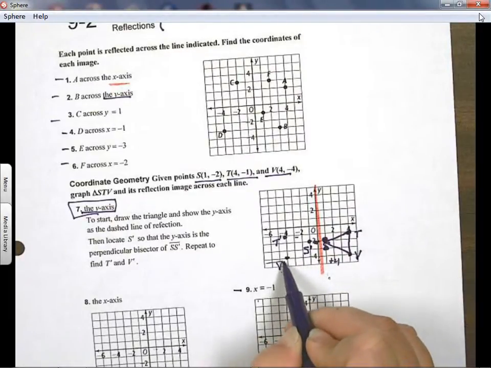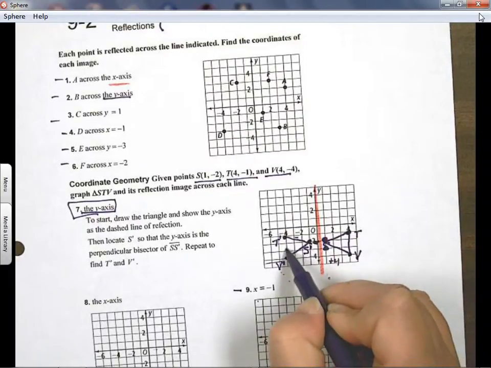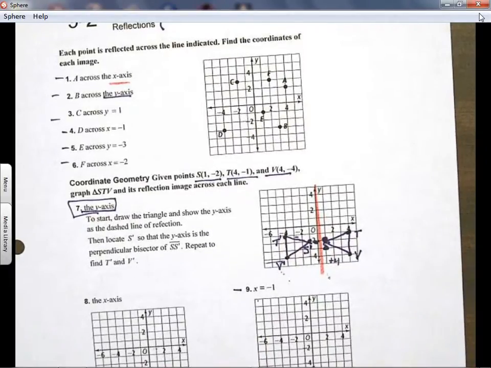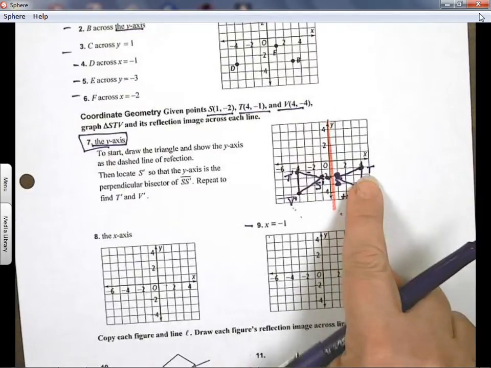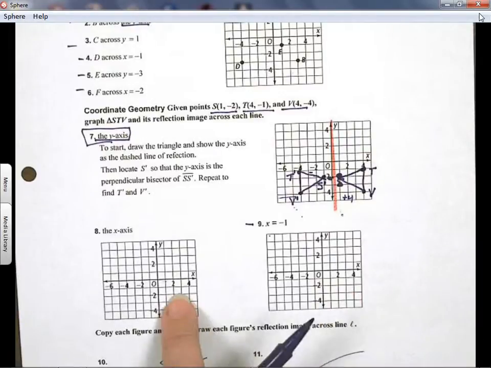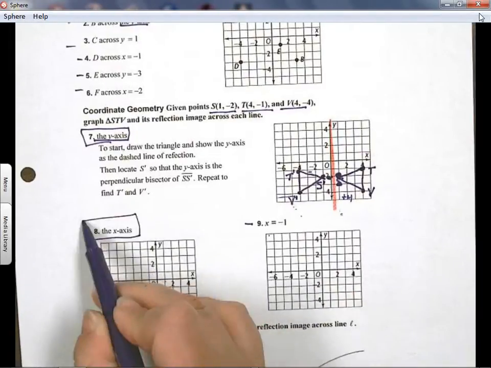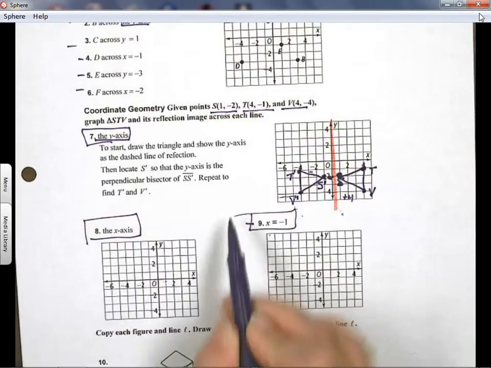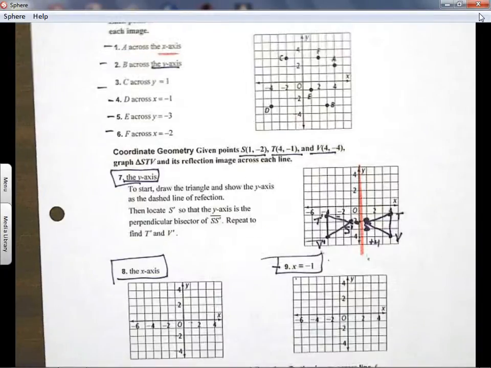And that is my V image. So this is the reflection across the y-axis of this original pre-image. You're going to put the same image down in these two quadrants, and then you're going to think about where's your axis here. Where is it, -1? And then draw the image using that rule.